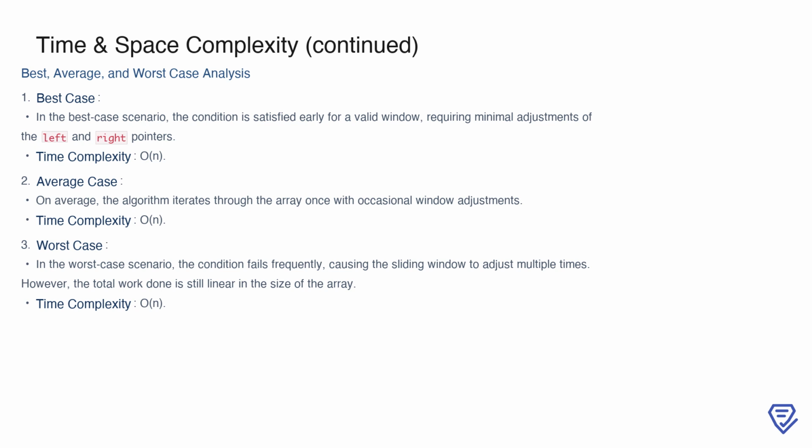In the worst case, the condition fails frequently, resulting in multiple adjustments to the sliding window. However, even in this scenario, the dynamic nature of the pointers ensures that the total work done is proportional to the size of the array, maintaining an overall O(n) time complexity.